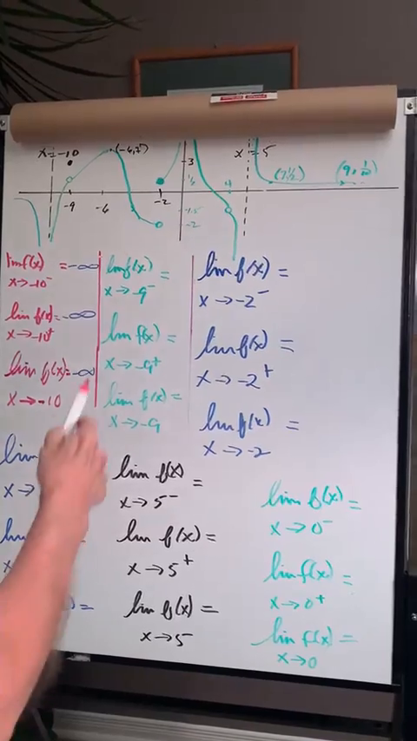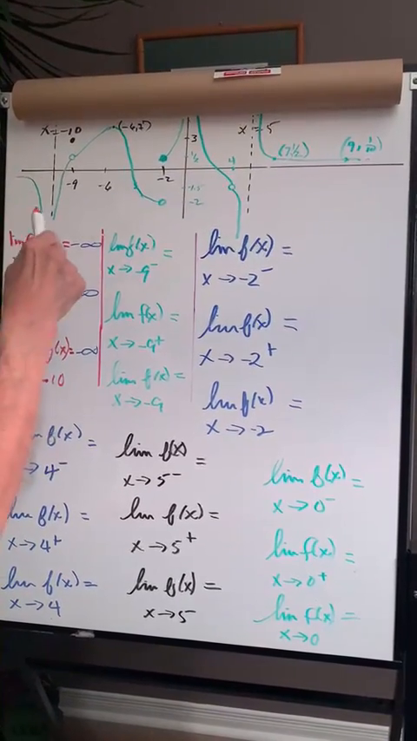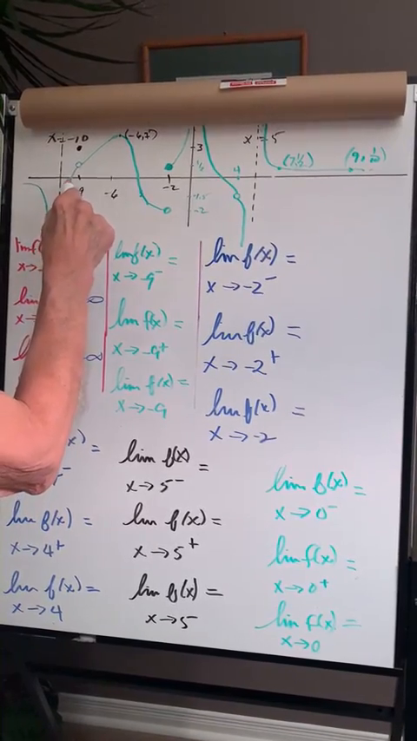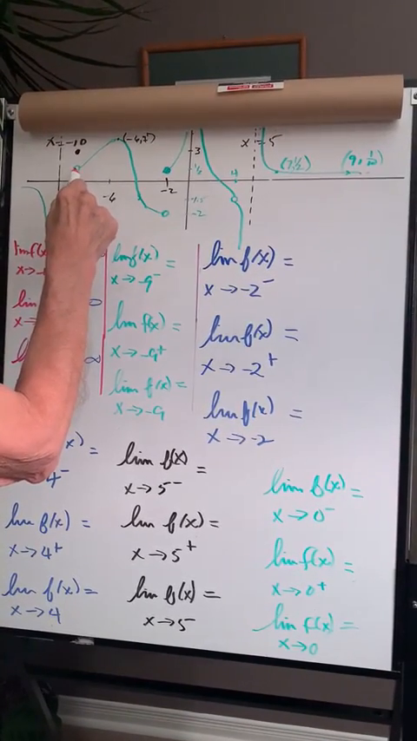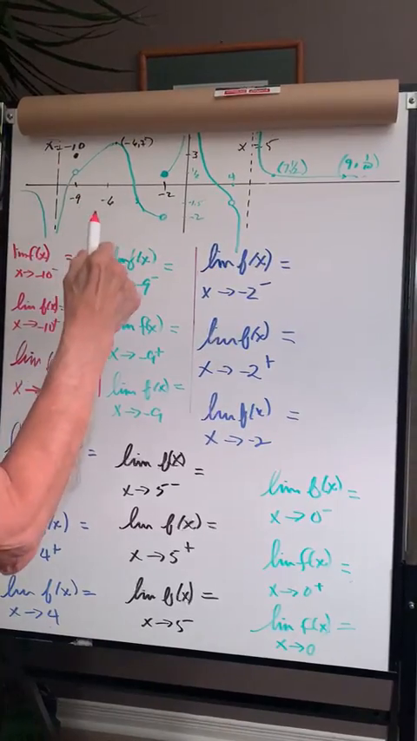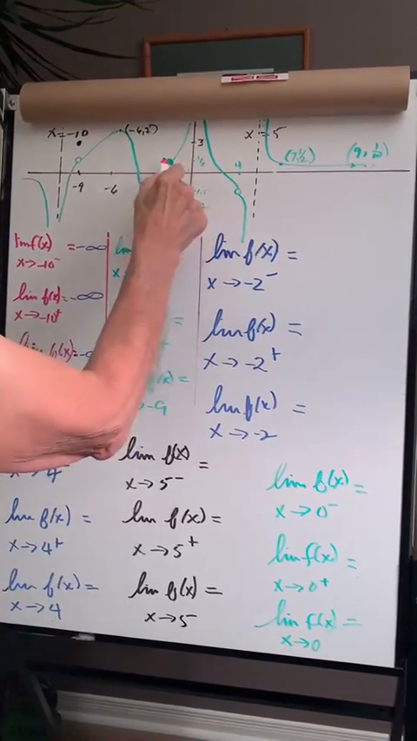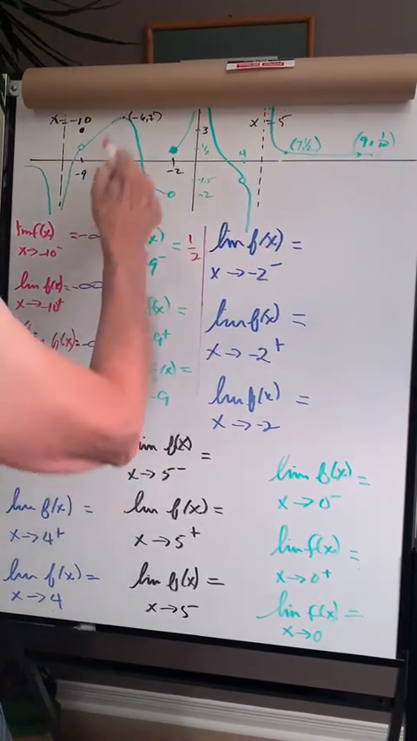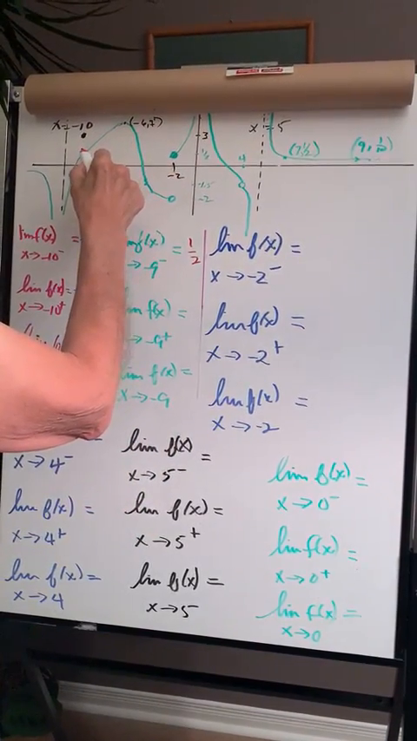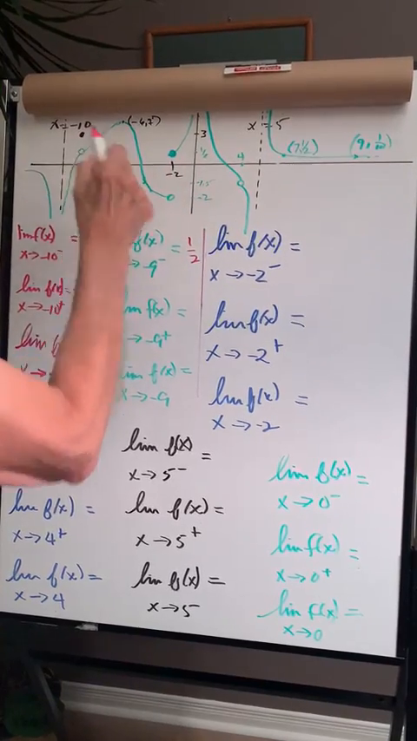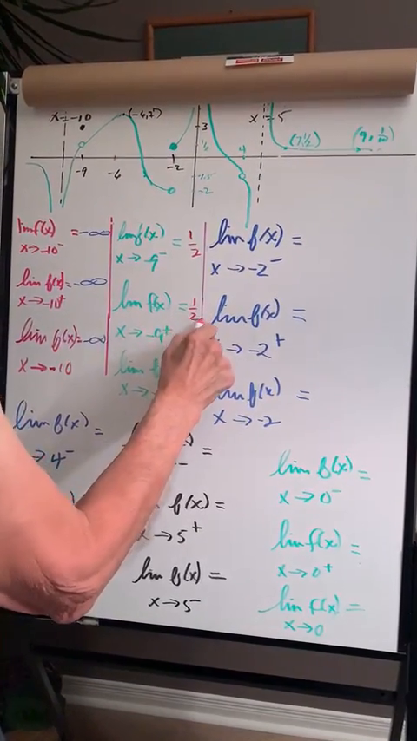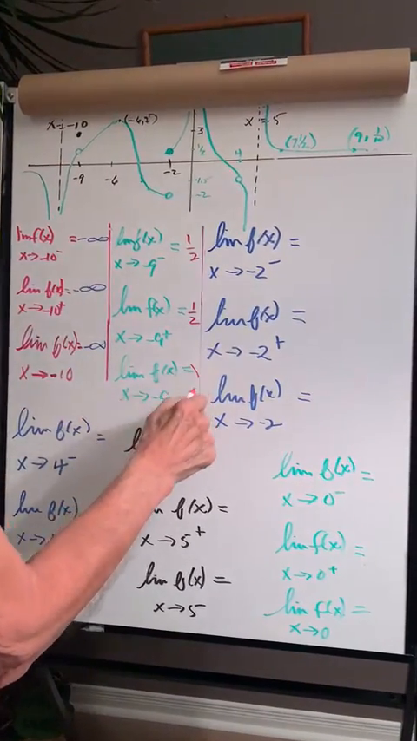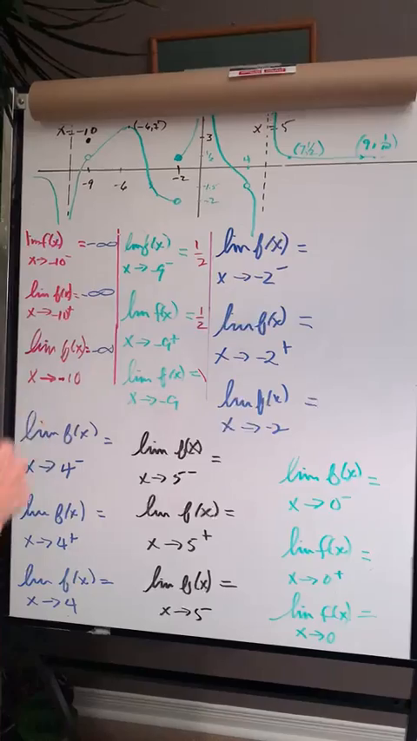The function, as this curve approaches from negative all the way up to -9, it looks like it's approaching a half. Okay, if I go across here from the left-hand side, and from the right-hand side, it's also approaching a half. Okay, but the function at -1 does not exist. There's nothing there. Okay, it's a hole.